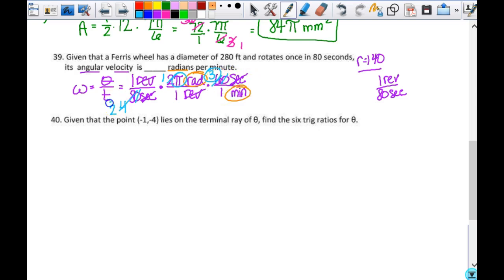None of that matters. I have to use this 2 in the denominator, a 1 that doesn't really matter when I'm multiplying, and a 1, and I've got my minutes. So that means when I multiply all this out, I just get 3 pi halves radians per minute.